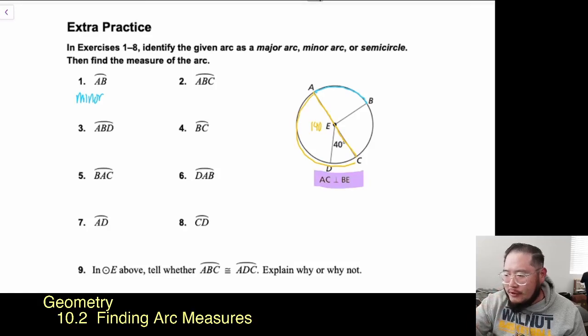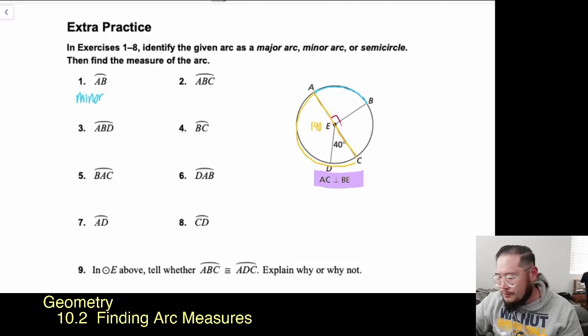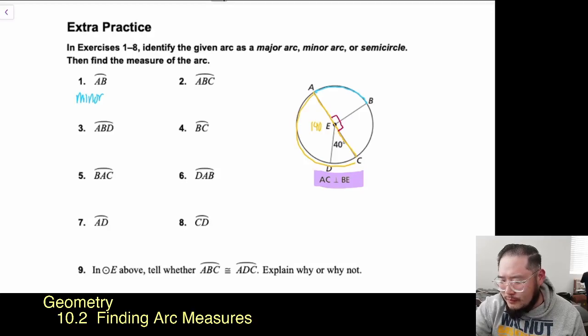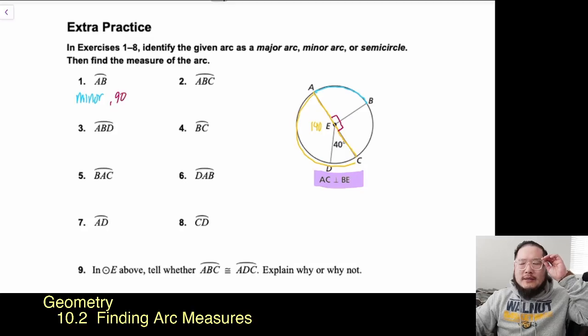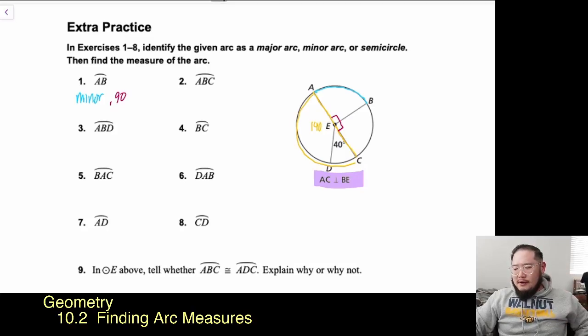So what that gives me is some information to help me get my answer. The measure of arc AB is going to be 90 degrees, because it was perpendicular, we get 90 degrees right there. All right, so there we have that.